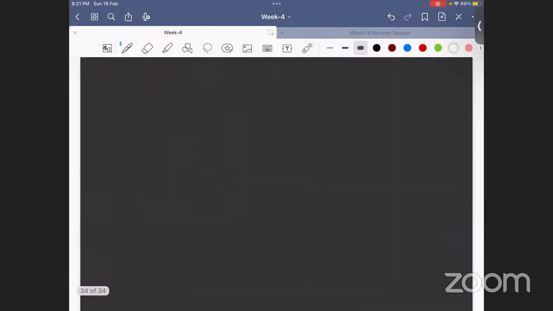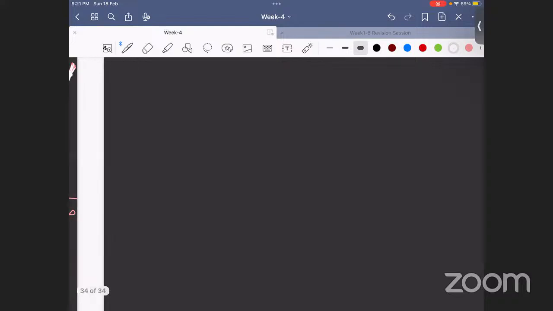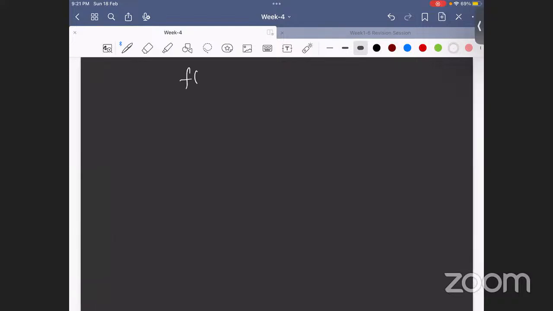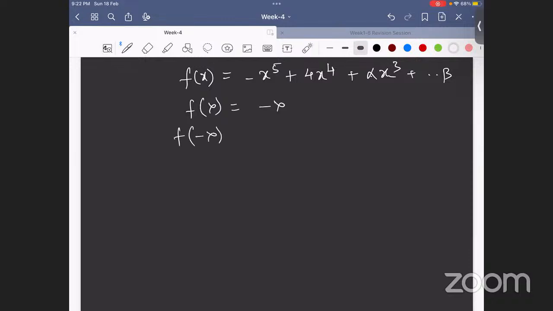Now you have to give me an idea about this. Let's say, for example, you have been given some difficult polynomial. Okay, so f(x) equals some x^8 minus x^5 plus 4x^2, plus some alpha x^3 and some values, and then 5 beta. Okay, and the values are given in such a way that whenever you put x equals infinity, you get minus infinity, and when you put x equals minus infinity, you get infinity. Okay, just listen to the question.